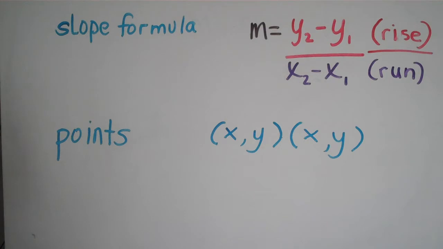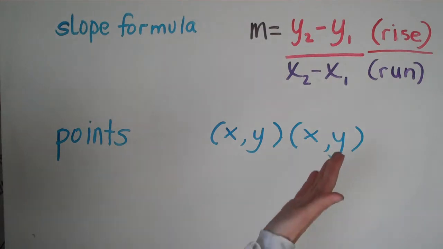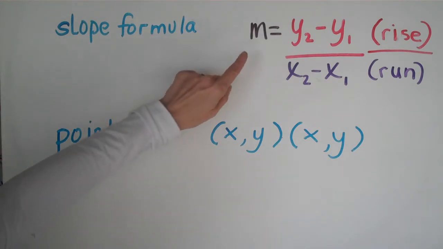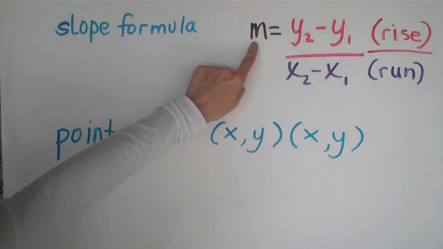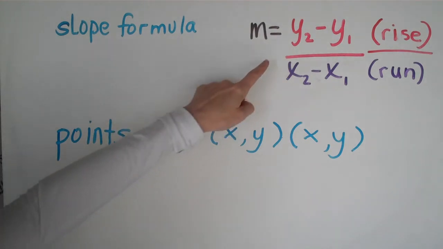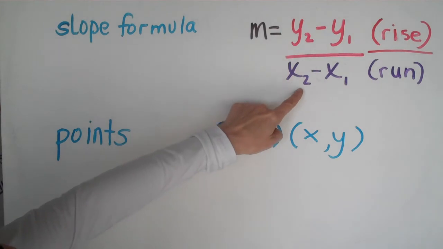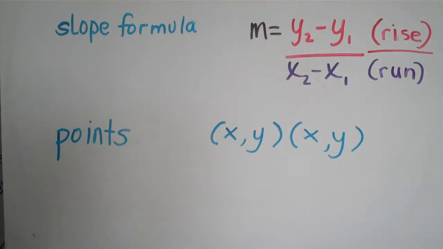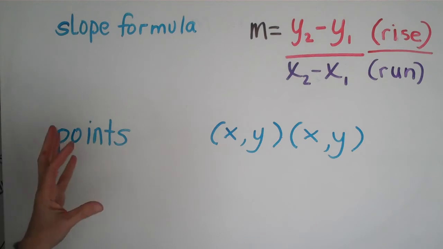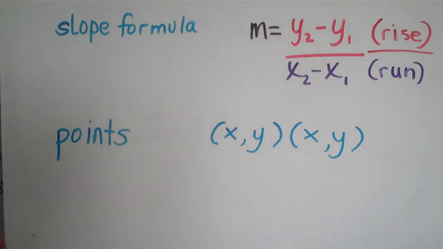The slope formula basically is the same. It's rise over run, but now we have a more specific formula to go with it. So m, we know, is the value for slope, equals y2 minus y1 divided by x2 minus x1. And it's basically the change in the y's divided by the change in the x's. It's still the rise over the run, but now this is, again, a more specific formula.